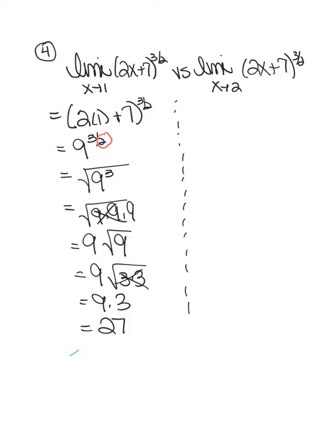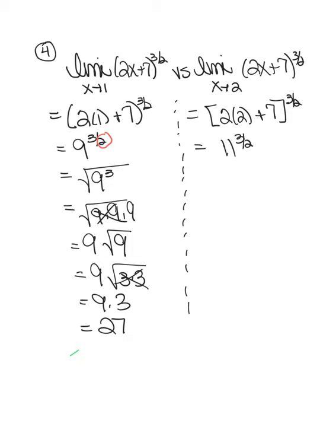Now that works out nicely for this particular example because this would have come out in a calculator. However, let's look at the other side of this and see what happens here. This time I'm going to look at the same function, but the limit as x approaches 2. So everywhere there is an x, I'm going to make it a 2. I get (2 times 2 plus 7) raised to the 3 halves. Remember, you need a single value before you can raise it to a power. So that's going to give me 11 to the 3 halves.